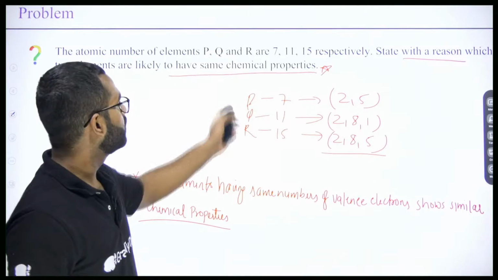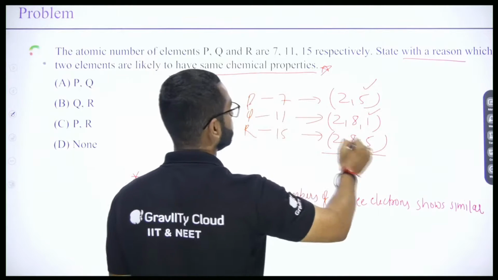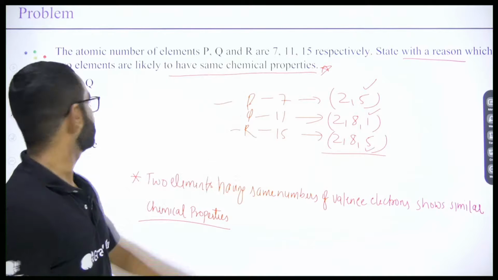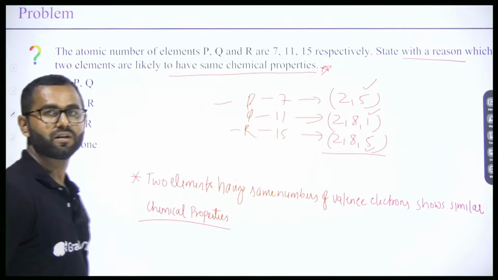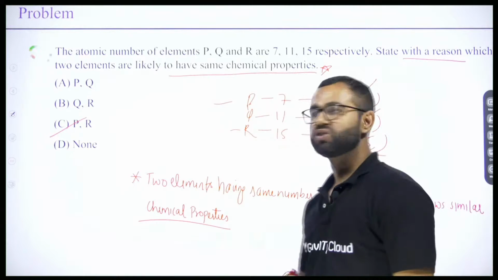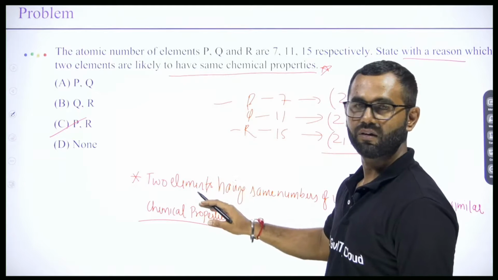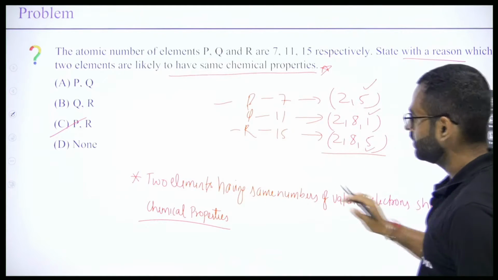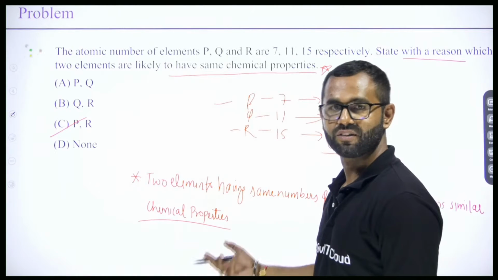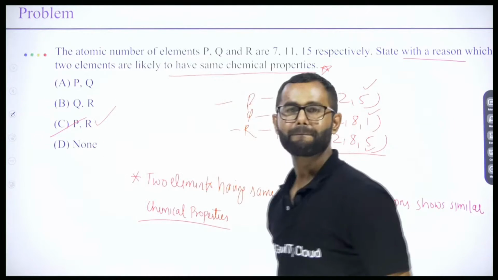So you see, P has 5 valence electrons, Q has 1 valence electron, and R has 5 valence electrons. So what are those two elements? P and R. So the answer is C, right? The catch in this question is which elements have the same valence electrons? Same valence electrons means similar chemical properties. This is the catch, right? Catches win the matches, right? So you got the right answer here as C.